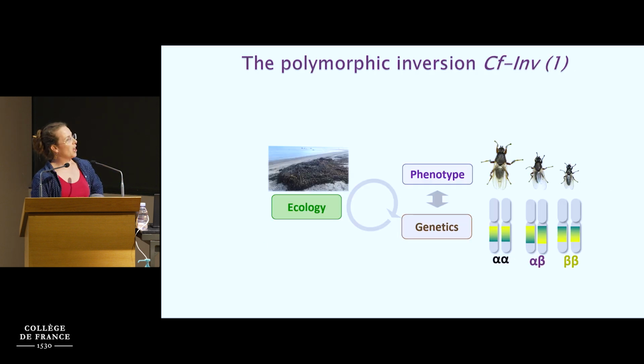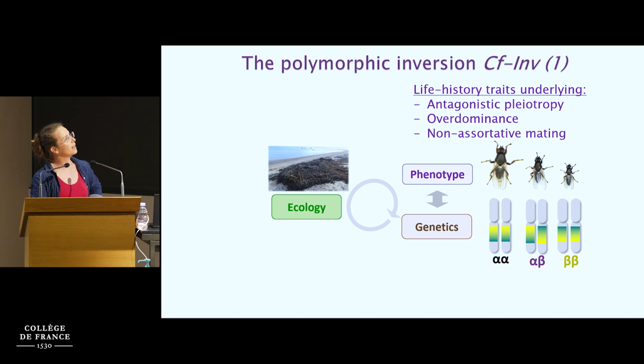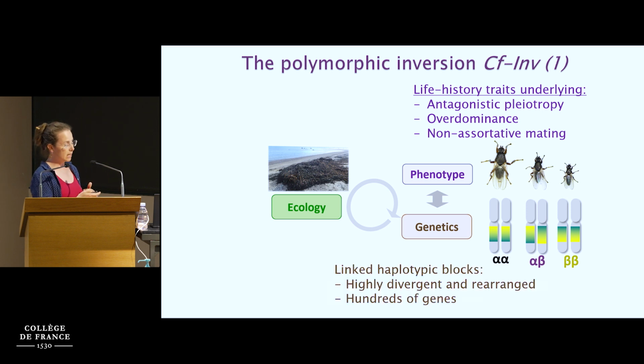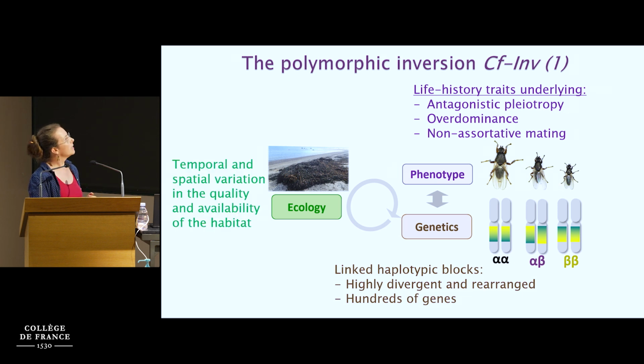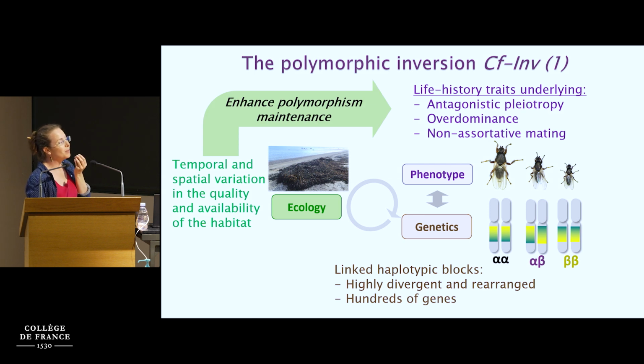So to finish, to round off the system, we found that the phenotypes of different life history underlie really different syndromes, different strategies, either invest in reproduction or invest in growth, that are linked to a specific architecture with linked blocks that work as supergenes. And the ecology is really a habitat with temporal and spatial variation. And I believe that if we look at seasonal variation, we will see lots of fluctuation, like we just saw. And this specificity, this fluctuation of the habitat, enhances this polymorphism maintenance, as we saw with the model.